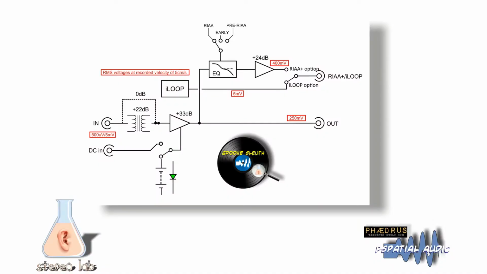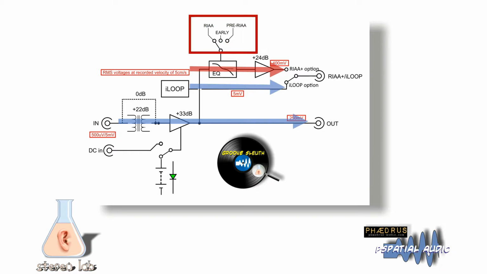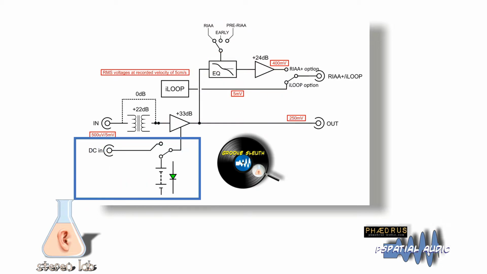Let's have a quick look at the architecture of the Groove Sleuth. So there we have the main signal path from the cartridge through either a transformer or not, depending on whether it's moving magnet or moving coil, through a flat preamplifier and then to the output. And then the iLoop may either be a looping option or it could be the equalised one. And there we are, there are the three options, so RIAA, early and pre-RIAA. Those are the three settings.